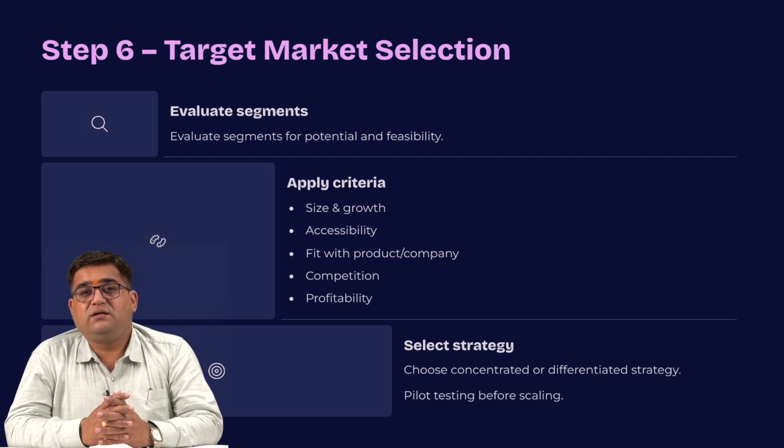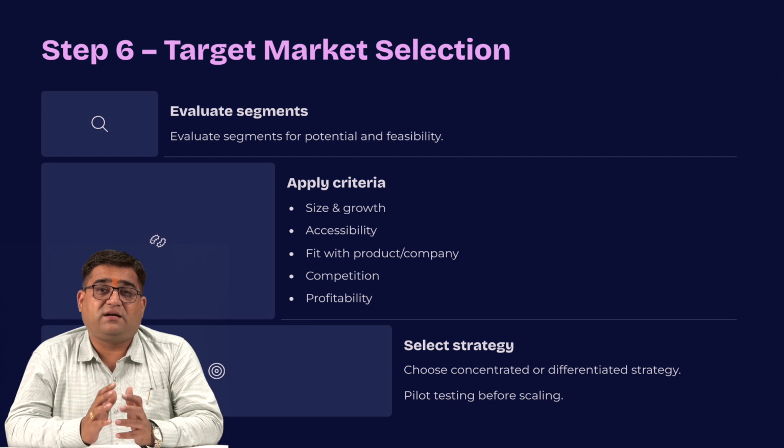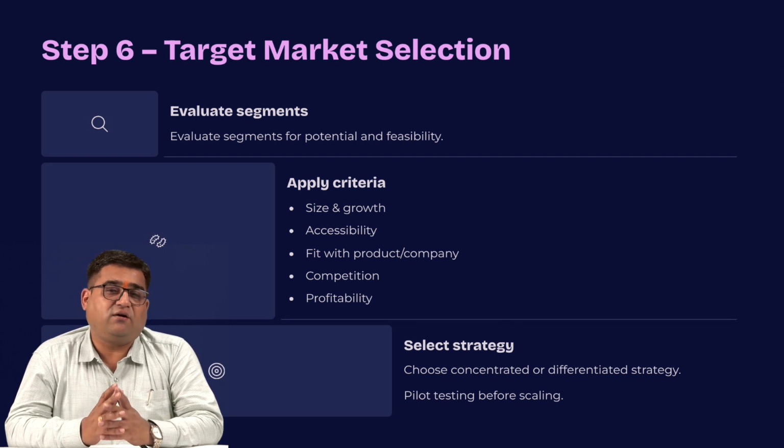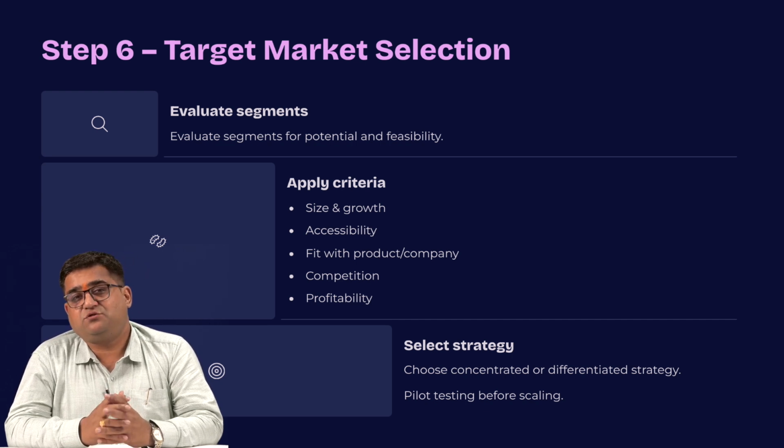The overarching goal is to select those rural segments where companies can achieve a sustainable competitive advantage and successfully meet their marketing objectives. The central question at this stage is which rural segment presents the best opportunity for our specific product or service. Evaluation criteria typically include segment size and growth potential, its accessibility in terms of distribution and communication reach, the alignment with company strengths and the product offering, and its overall profitability, considering the income levels and the willingness to pay.